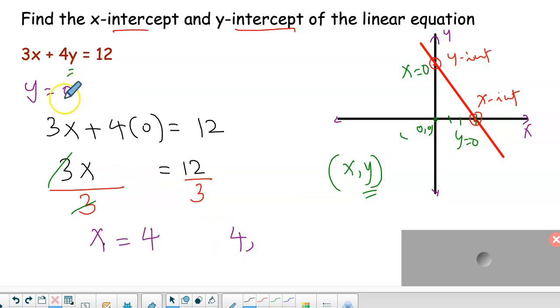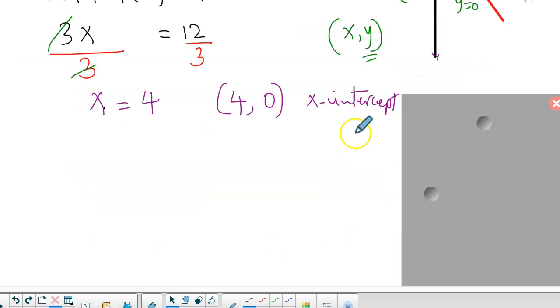And what is the value of y? We started with 0. So (4, 0) is your x-intercept. That is where the graph of this function is intersecting the x-axis, at (4, 0). Right? Now take that same 3x plus 4y equal to 12.